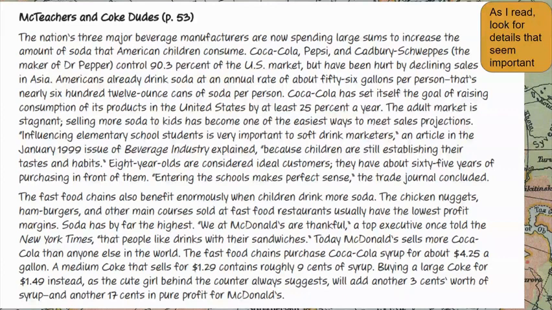All right, go back and read this again and see if you can come up with 3 details that seem important on this page and jot those down. Talk to the people in your book club. See what you can come up with.